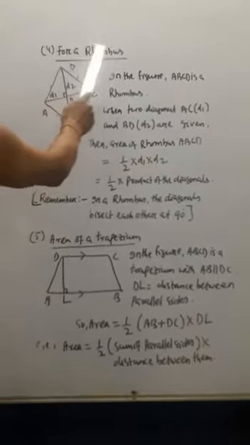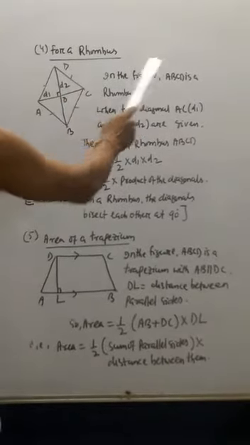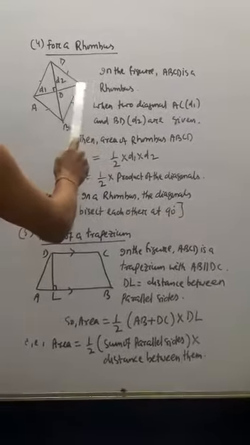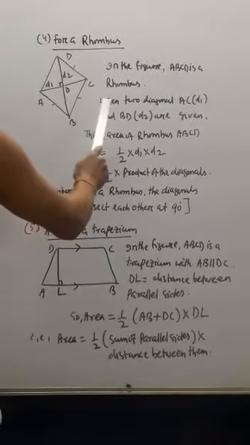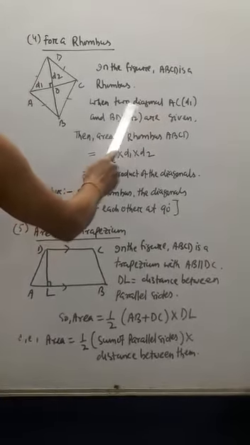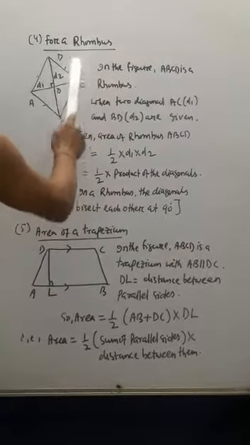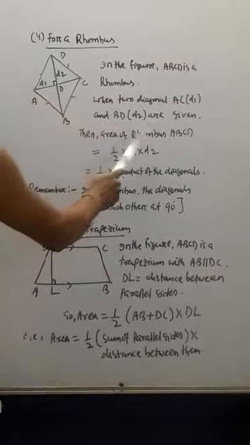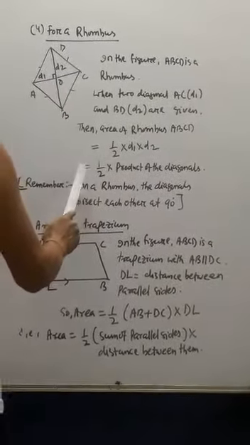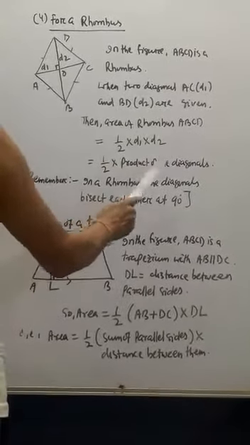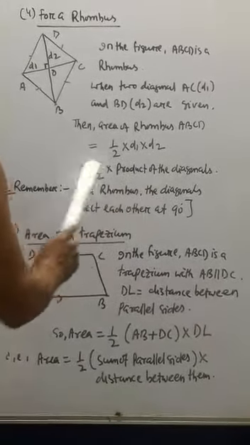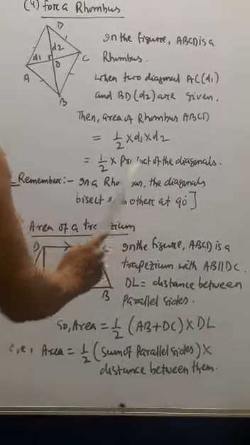Fourth point, for a rhombus. In the figure ABCD is a rhombus. So my dear students, when you are going to find the area of the rhombus, then surely the diagonals are given, that is AC is d1 and BD is d2, the two diagonals of the rhombus ABCD. Then area of rhombus ABCD is equal to half into d1 into d2, that is equal to half into product of the diagonals. Remember, in a rhombus the diagonals bisect each other at 90 degrees.